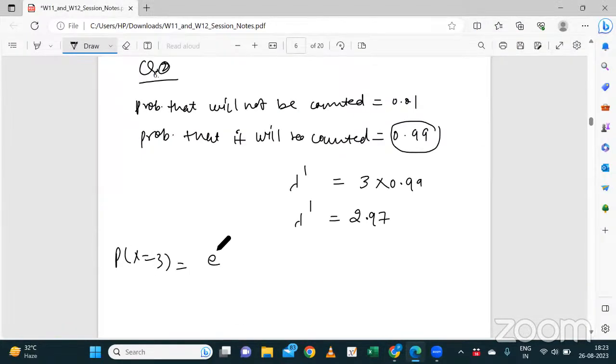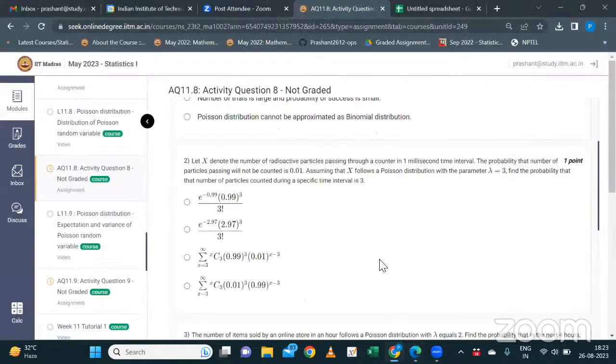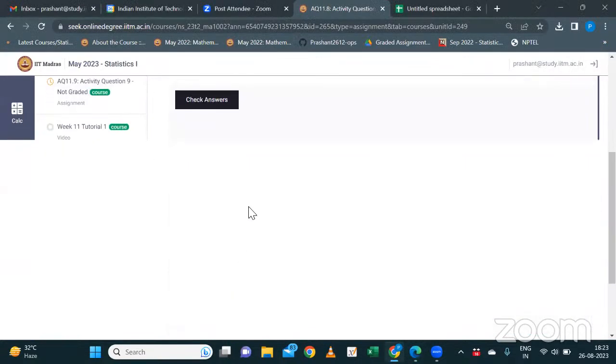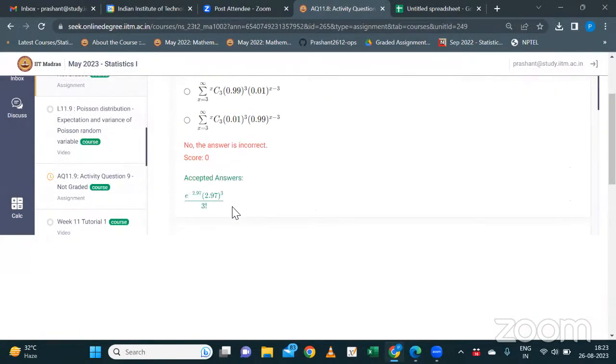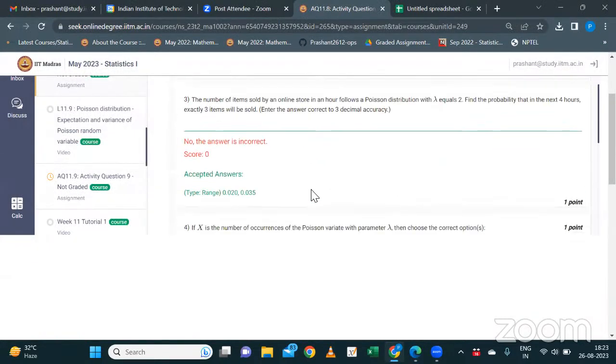So for X equal to 3, it will be e raised to the power minus lambda, that means e raised to the power minus 2.7 (0.9), and lambda raised to the power x, 3, divided by 3 factorial. Is it clear? Yes, sir. Option B is correct. Let me see. So yes, option number B is correct. Okay, it's clear.